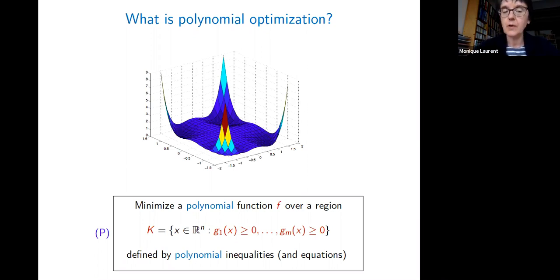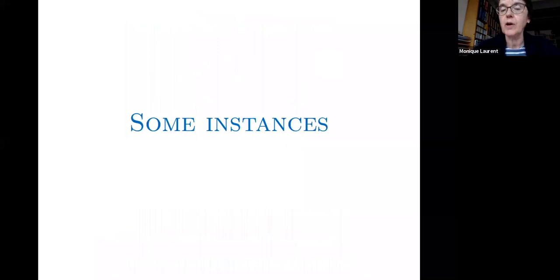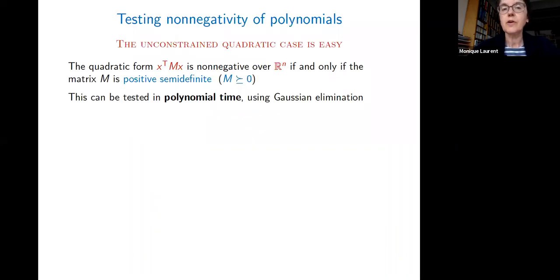I want to start by giving a few instances of where this question of non-negativity arises and how difficult it is. As we will see, it is a hard question. The simplest setting is the unconstrained quadratic case, where we want to decide whether a quadratic form is non-negative over the full space. This is an easy thing to decide, because this quadratic form is non-negative over the full space precisely when the matrix M is positive semi-definite. And this can be tested in polynomial time using Gaussian elimination, for instance.